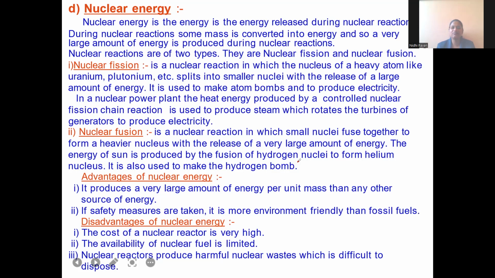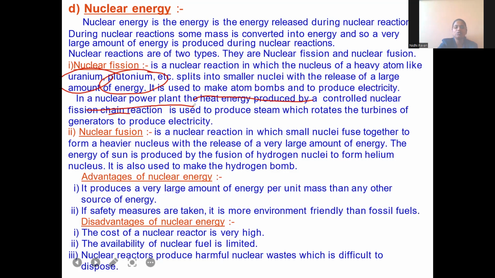Fission means the nucleus of a heavy atom like uranium or plutonium splits into smaller nuclei with the release of a large amount of energy. This is used to make atom bombs and produce electricity. In a nuclear power plant, the heat energy produced during this splitting of atoms is used to rotate the turbines, from which electricity is produced.